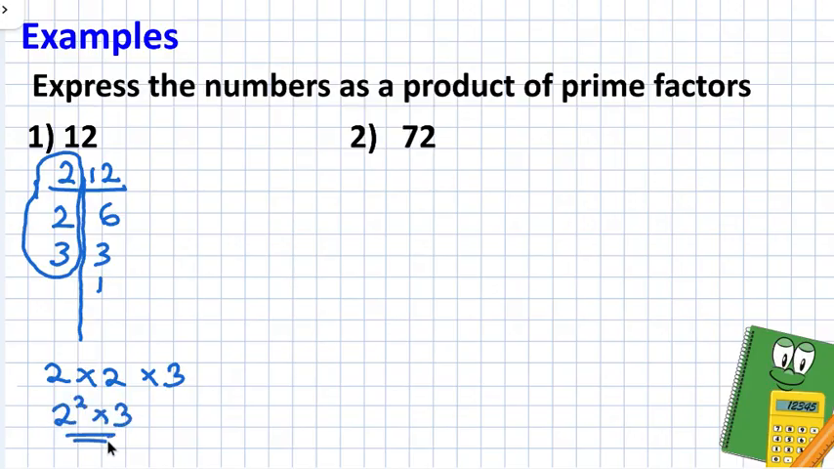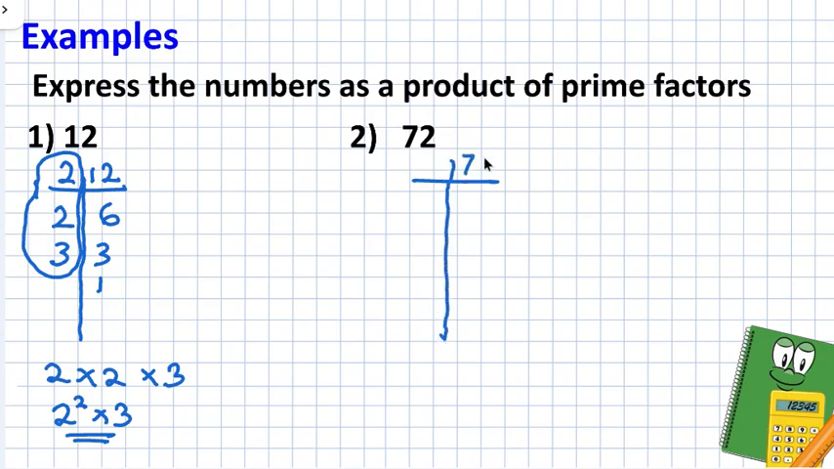So I've successfully expressed this number as a product of prime factors. If you multiply these numbers, 2 squared times 3, you're going to get 12. You are basically expressing the number 12 in another form, which is as a product of prime factors. So I hope you understand. Let's move on and express 72.